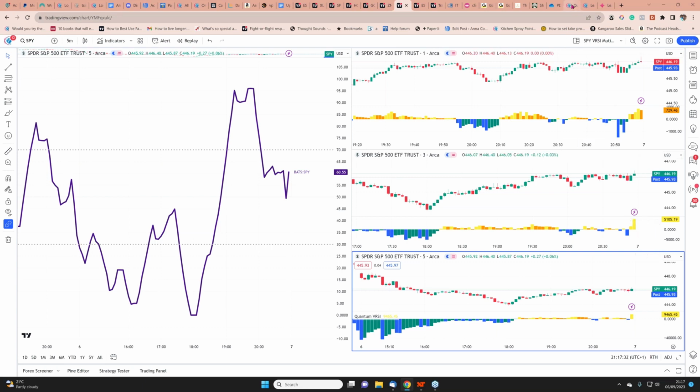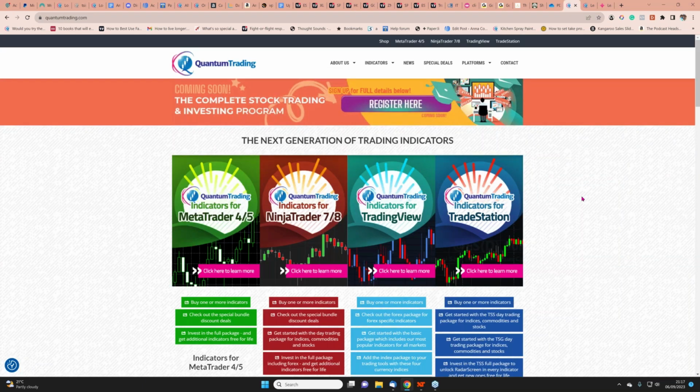Very quickly, just to wrap up, apologies for going over time. This is where you will find the indicators. Those 3 that I've mentioned, the market strength indicator, the VRSI indicator, and the VWAP indicator, will be released once we roll out the stock trading program, which will be in the next few weeks.